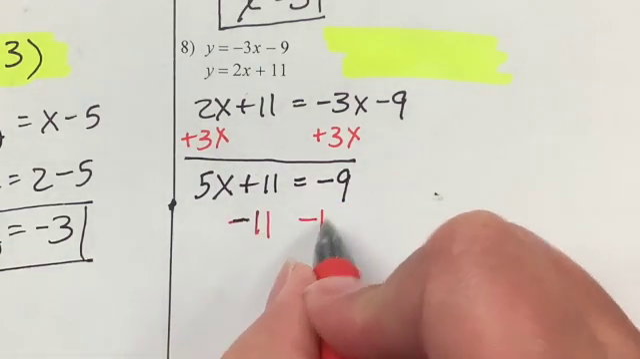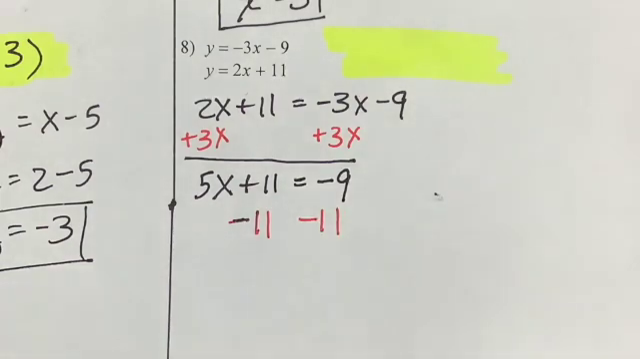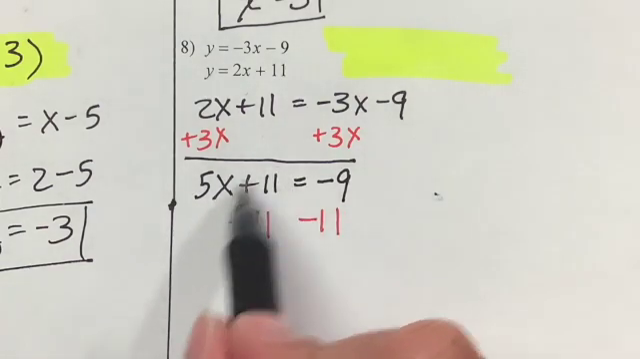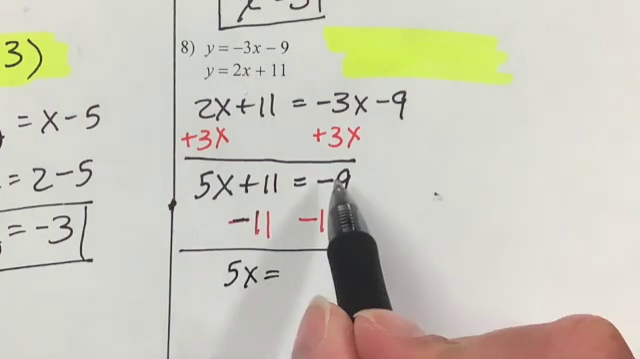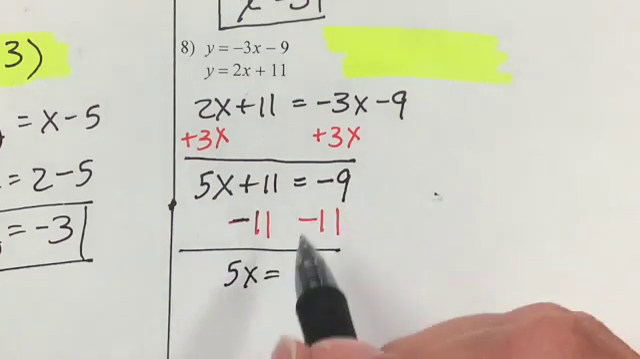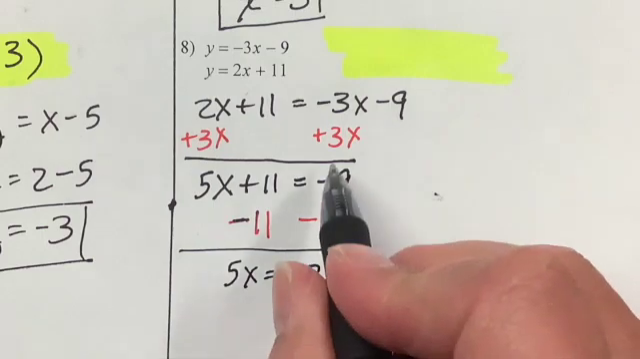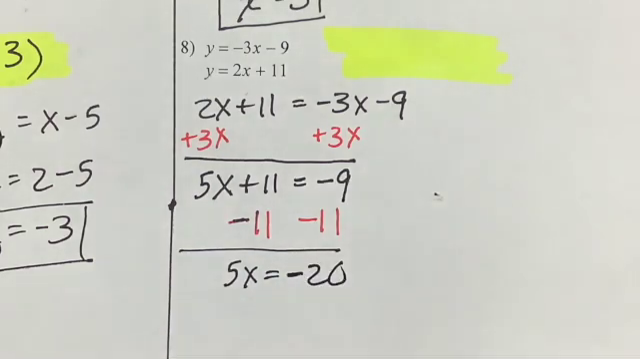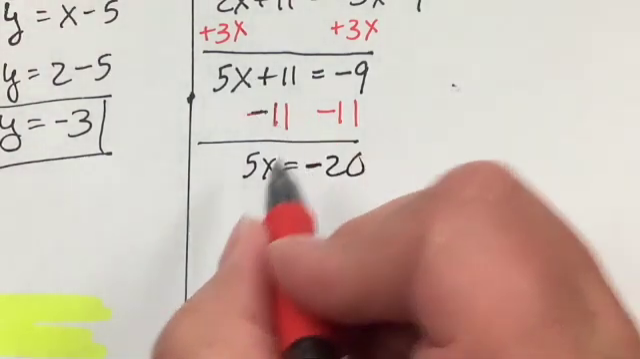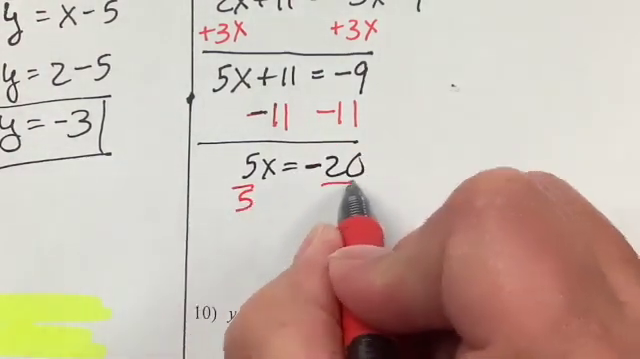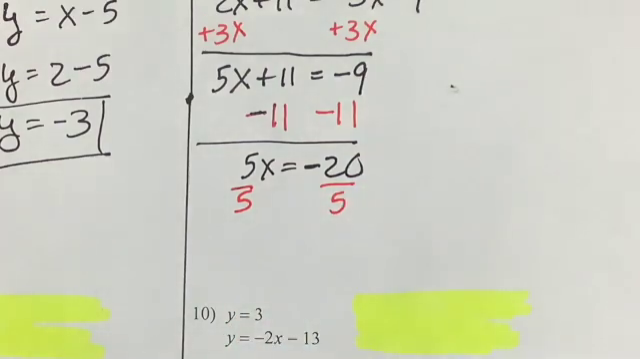Well, this is the first time we're having this on this page. 11 minus 11 is 0. 5x equals, when the signs are the same, you add the numbers. 9 plus 11 is 20. They're both negative, so it's negative 20. You could do it on a calculator, you get the same answer. Divide both sides by 5, and x equals negative 4.